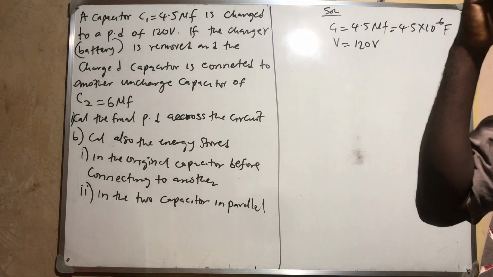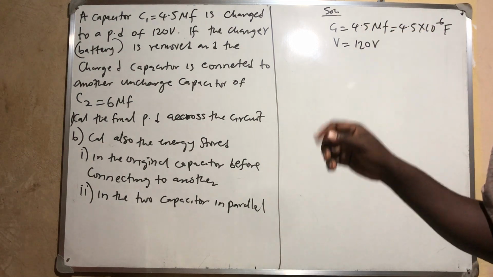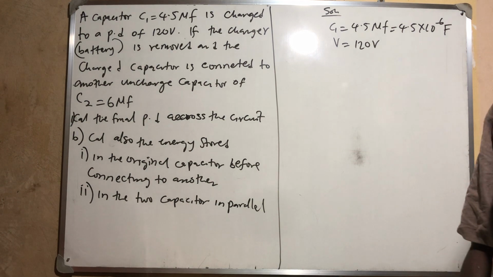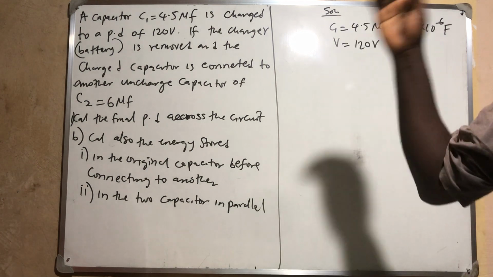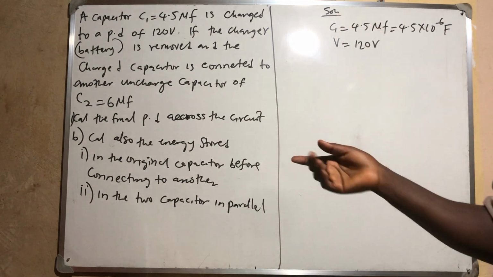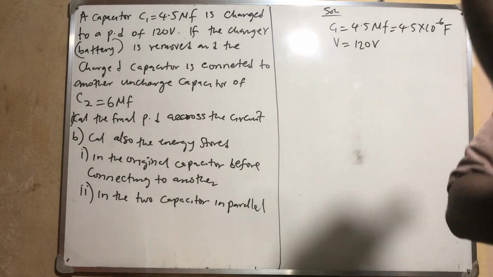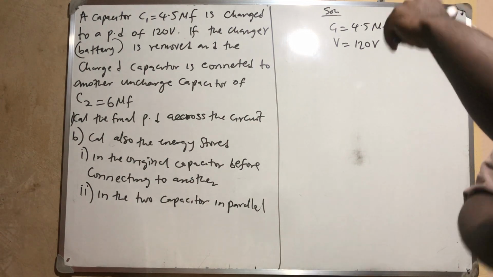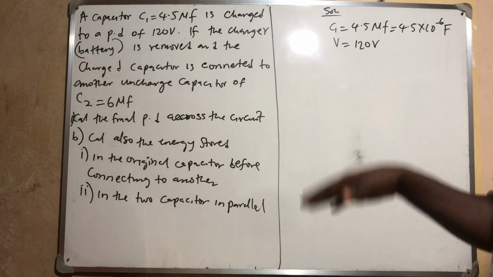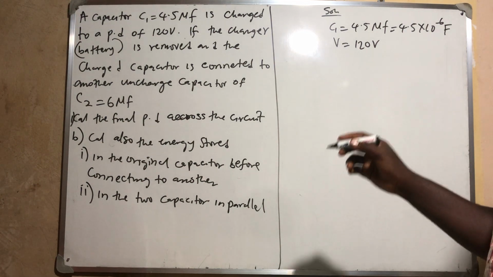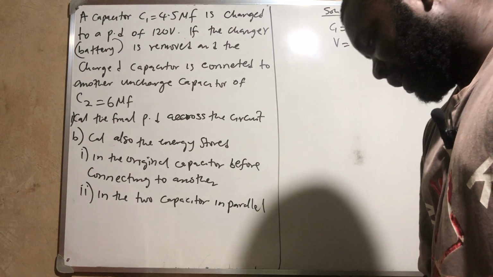So these two capacitors are in parallel. Normally, the potential difference across capacitors in parallel is the same. But here, something happened. The first one was charged first, before connecting to the second one. As it's being connected to the second one, you will notice that the potential difference will reduce because the second one is not charged. So what do we do now? Let's calculate the total capacitance.